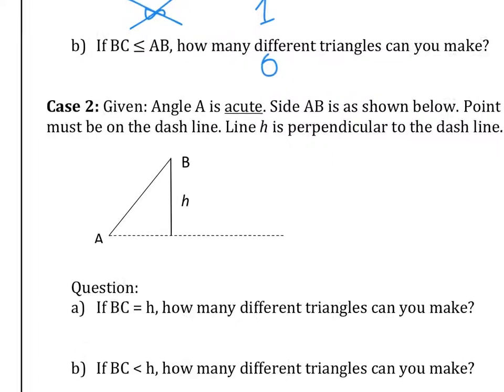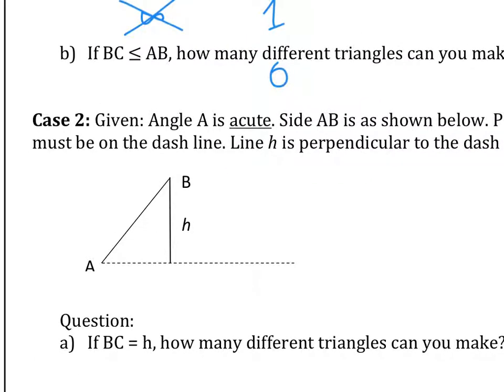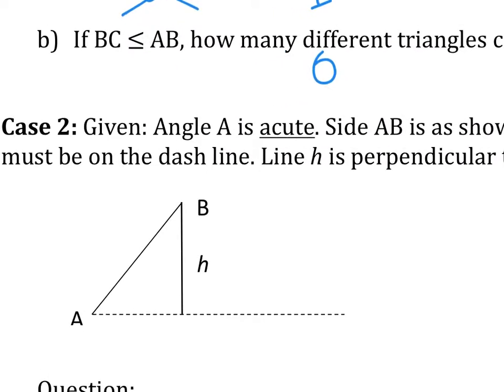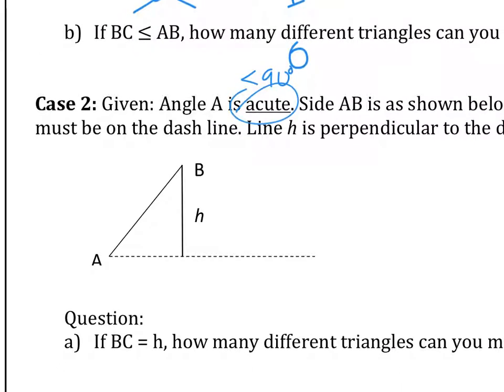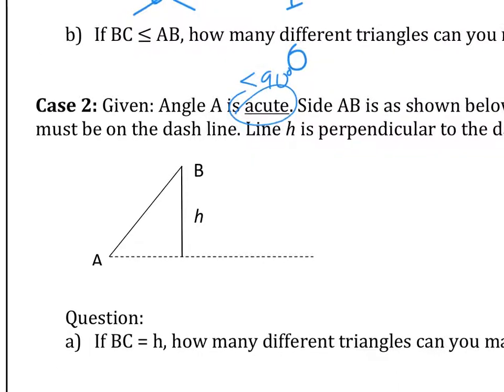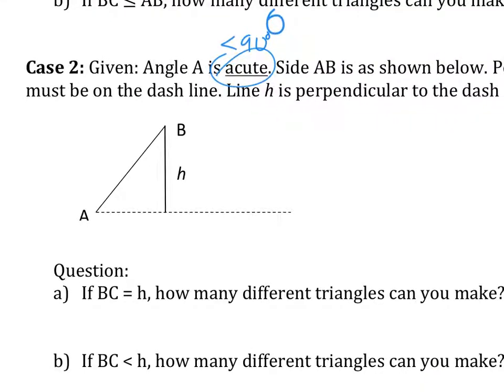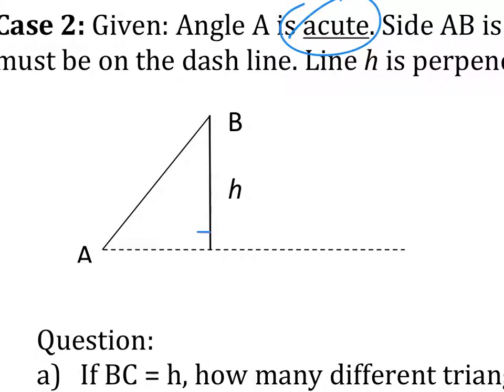Next. The previous question was when A is obtuse, meaning it's greater than 90. If A is acute, what does acute mean? Smaller than 90, or equal to, smaller than 90. Side AB is as shown, and then H. H means the altitude, so that is a right triangle. It is perpendicular to that dashed line. C has to be somewhere on this dashed line.